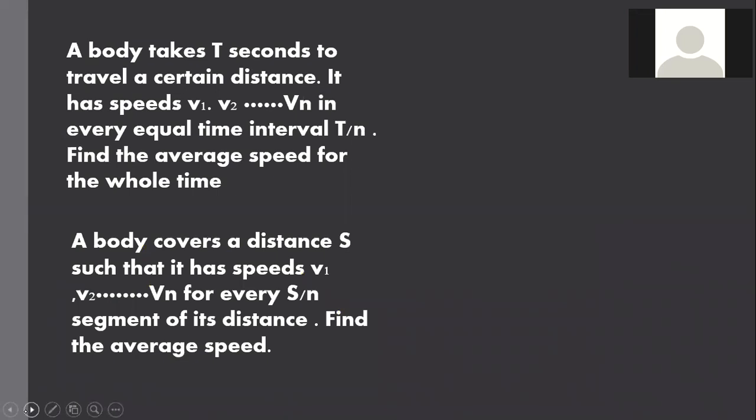A body takes t seconds to travel a certain distance. It has speeds v1, v2, dash dash, vn in every equal time interval t by n. Find the average speed for the whole motion. If somebody wants to try, keep talking to me, I'll write it for you. The same idea once again: take the total distance, divide by total time, nothing else.